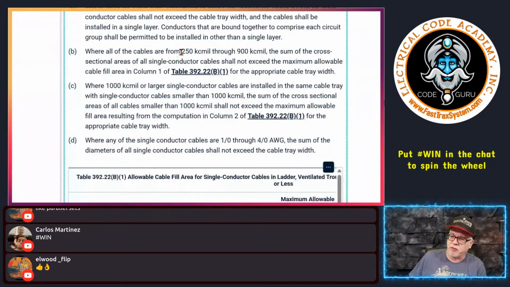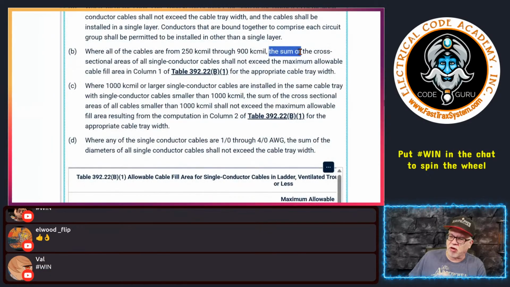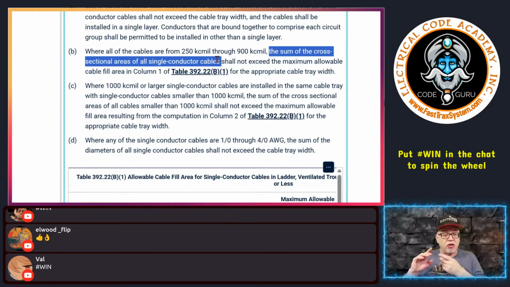And it says that if it's 250 kcmil through 900, which is obviously less than 1,000, then the sum of the cross-sectional area of a single conductor cable applies. So now this is not talking diameter anymore; this is talking cross-sectional area, your square inch values. This is the same way you would do a raceway fill calculation. You're still going to go to Chapter 9, Table 5 and get your values for the approximate area. Don't confuse yourself; it's the same thing as a raceway fill.